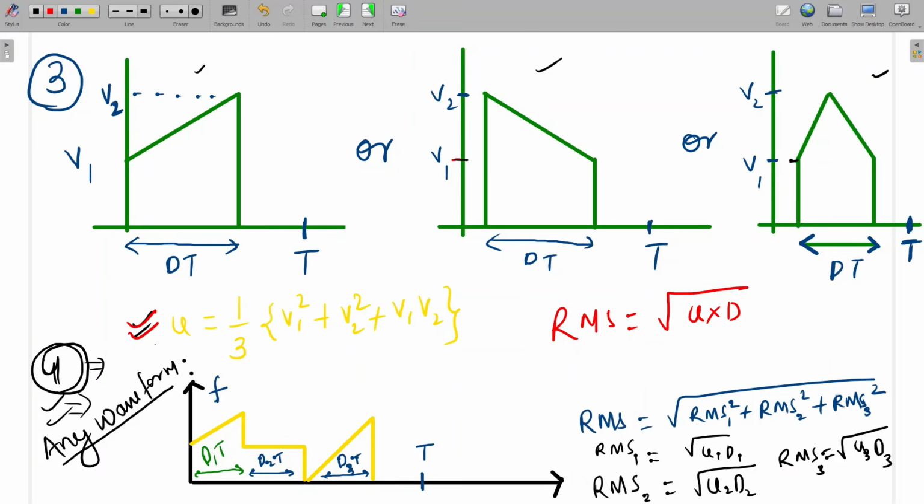Directly you can calculate u as u is equal to 1 by 3 (V1 square plus V2 square plus V1 into V2). This you have to memorize. U is equal to 1 by 3 (V1 square plus V2 square plus V1 into V2). And for all types of signal, this formula only will work. RMS is equal to under root u into d.